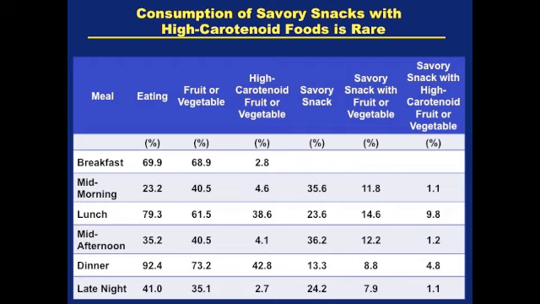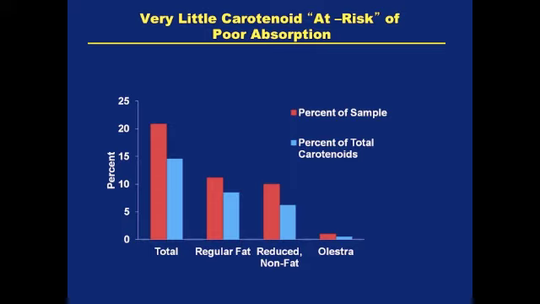Savory snacks, however, concentrate at the snack times, late night, mid-afternoon, mid-morning. And if you go over here, these are the percentages of people who reported eating a savory snack, pretzels or chips or anything like that, with a high carotenoid food, and it's very low. And if you summarize all that information, it looks like this.